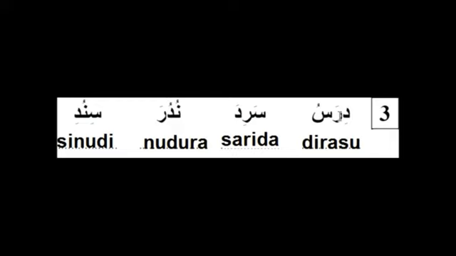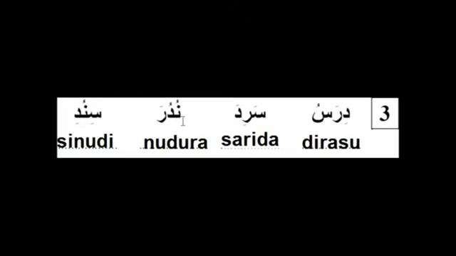So this is a very simple concept. You're just adding the short vowels with the consonants. Nothing more, really. We're not doing anything else. The sin with the fatha, sa. The ra with the kasra, ri. The dal with the dhamma, du. Let's add them together. Sarada. Or sarida.